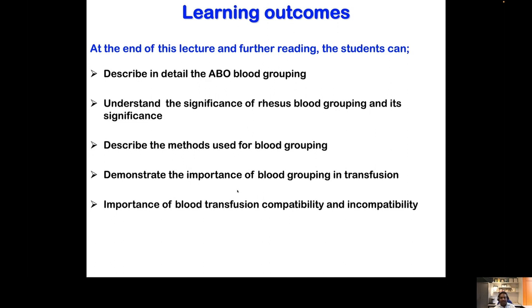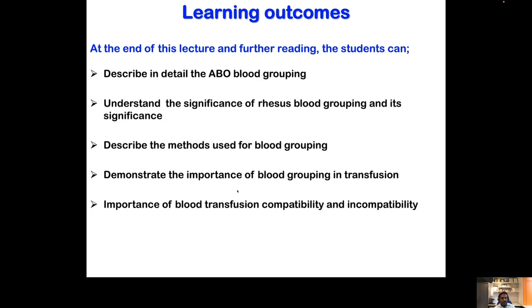Then describe the methods used for blood grouping. What sort of methods we are using, how we are determining the blood grouping, and as a pharmacy student, why this is important for you guys to understand how blood grouping is done and the significance of blood grouping in clinical settings. Then you should be able to demonstrate the importance of blood grouping during blood transfusion, because that's when we must make sure that the blood grouping is matched and we are double checking, triple checking their blood groups between the donors and the recipients.